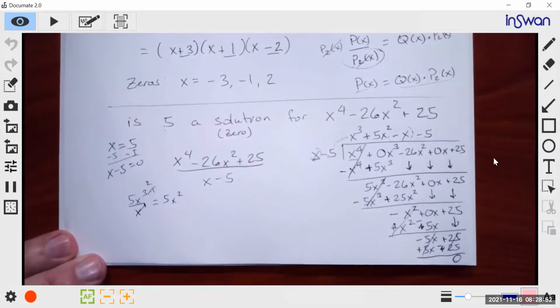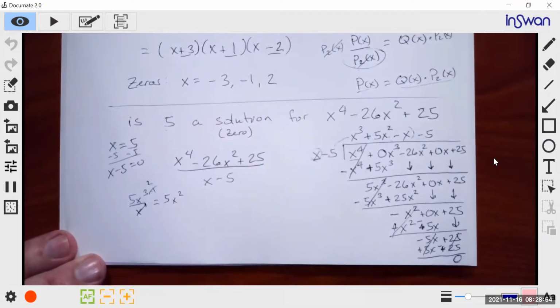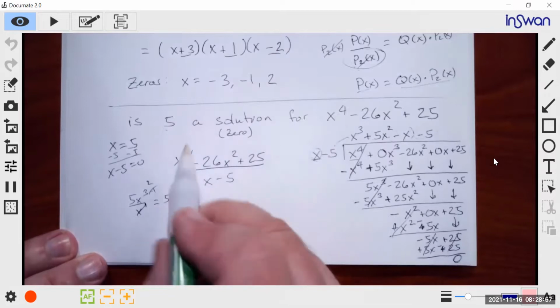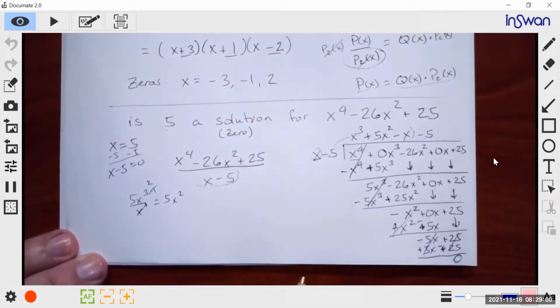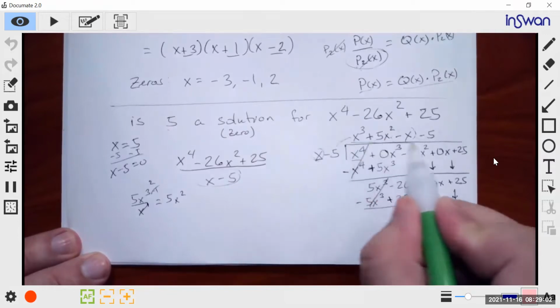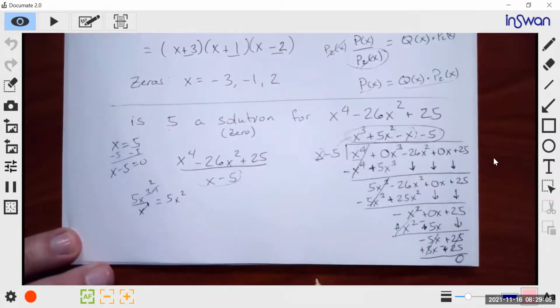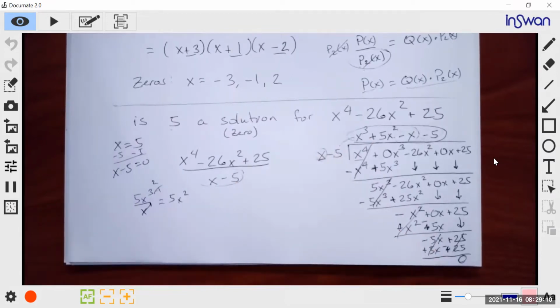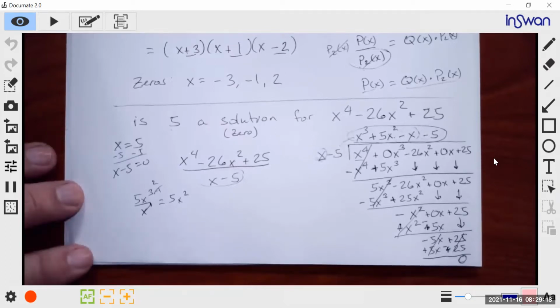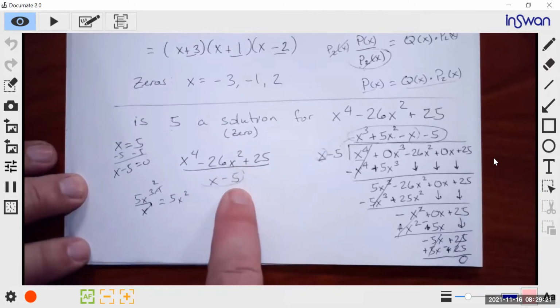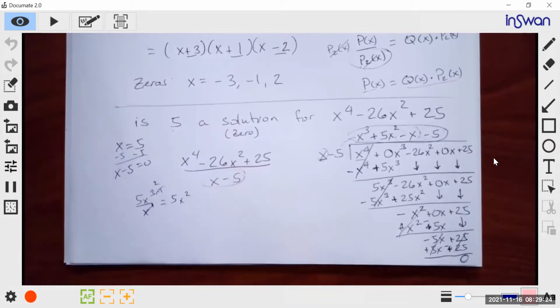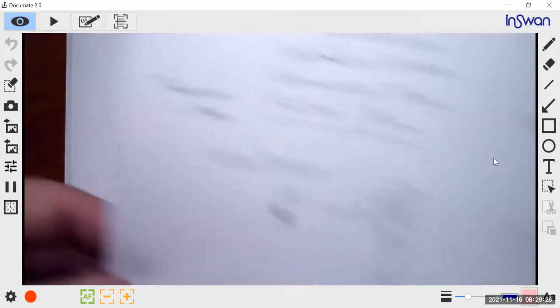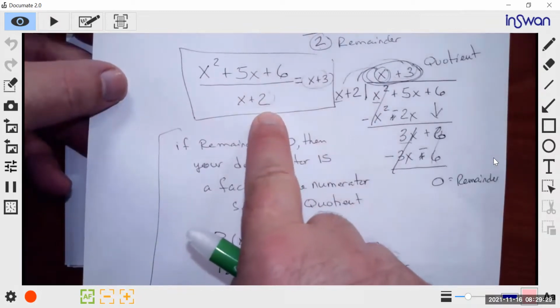So is 5 a solution? Yes. 5 is a solution, therefore x minus 5 is a factor. So is that. These two are factors of this big one. There's another way you can check if it's a solution. This one's pretty big right now, so we won't use that one. We'll use the one we used earlier. Let's look at that one.